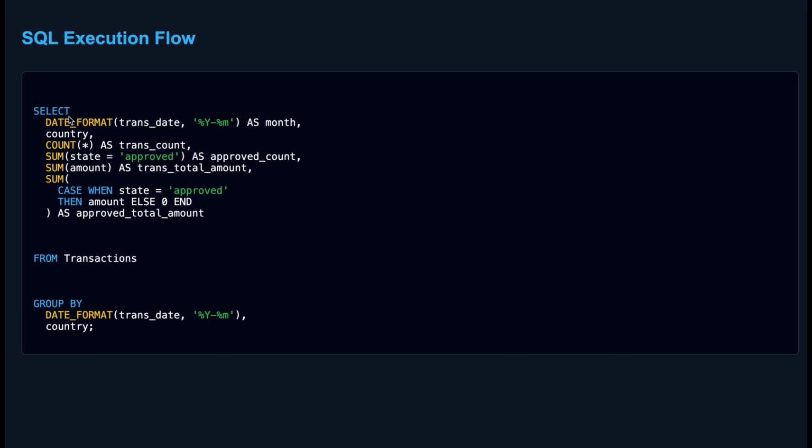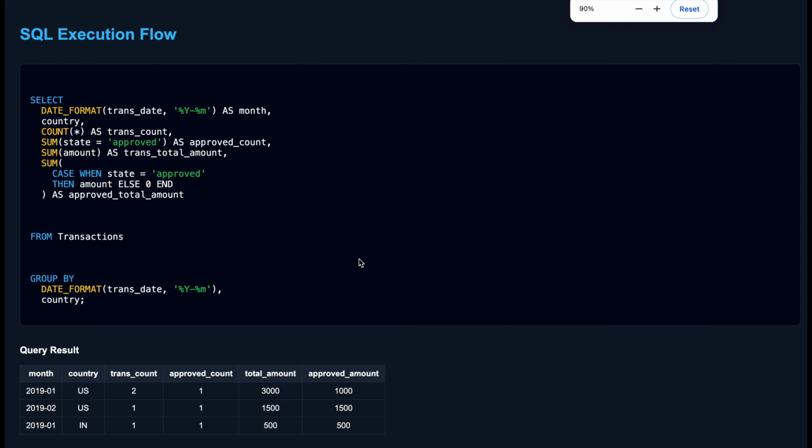Finally, in the select clause, we compute the aggregated columns, that is the count of total transactions, the sum of approved count using this conditional sum aggregation, as you can see, right? Then the sum for total amount, and then again a conditional sum for approved amount like this, right? All calculations happen on each group. So this produces the final result where each row represents a month-country combination with all the required metrics, right?